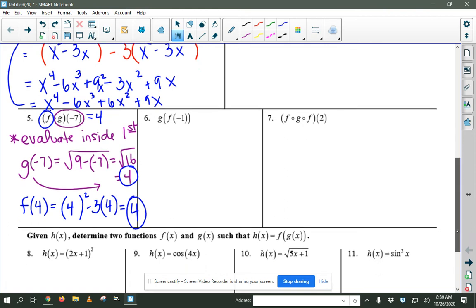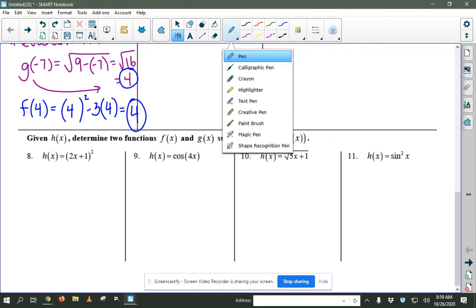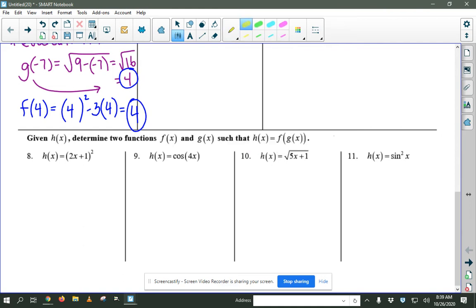All right, now, here comes the big deal. So, that was review. The review was, hey, if I have this composite function, I'm going to put one function inside of the other. But what we need to be able to do in calculus is actually pull those composite functions apart. So given h of x, determine two functions. We're going to determine the f of x function and the g of x function such that h of x is equal to f of g of x.